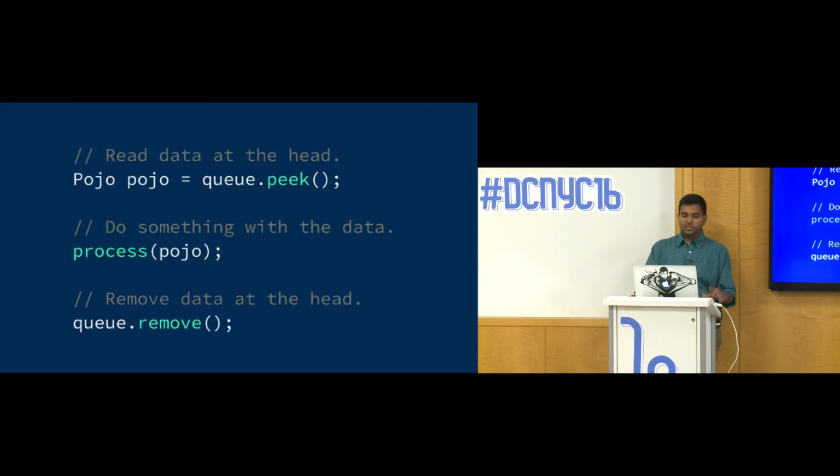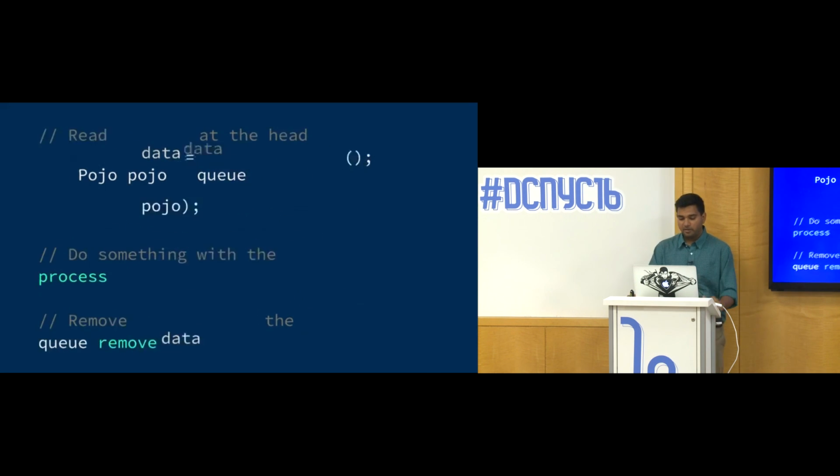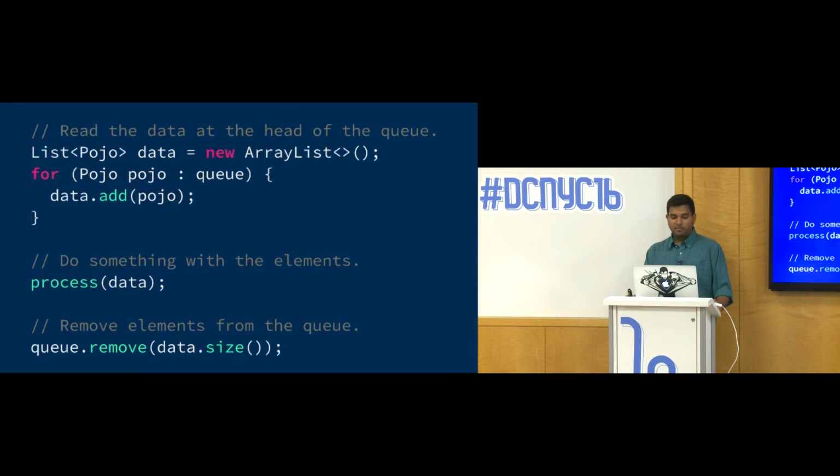In terms of usage, it looks very similar to QueueFile. So you peek at data at the head of the queue, do something with it, and remove the data at the end of the queue. Same with batch processing. You can read data at the head of the queue, process it, remove it. You can probably just simplify this example to say queue.addAsList instead of iterating manually. So that's where the convenience API will come in.